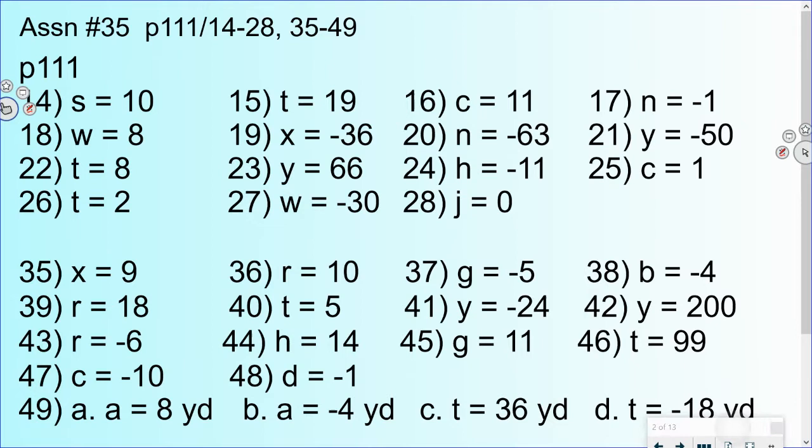Please go ahead if you need to pause and take a look at assignment number 35. Come on back when you're ready.